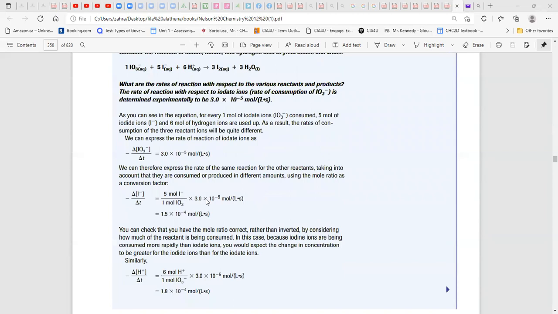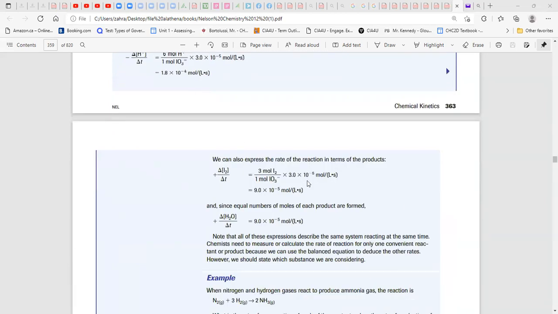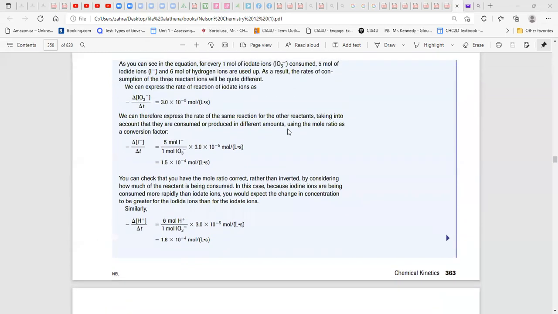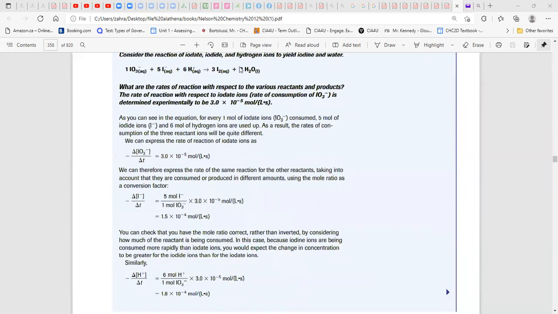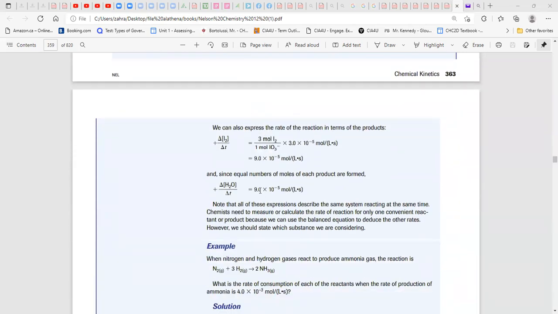For this one, for I2, it is 3 times bigger than that. It's 3 multiplied by the rate of the reaction. And for H2O, it's going to be 3 times bigger than that also. It's 3 multiplied by that, also 9, 10 to the power negative 5.